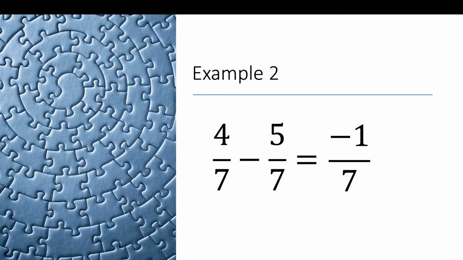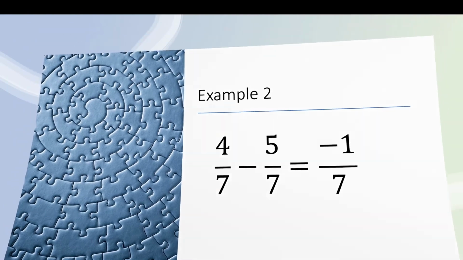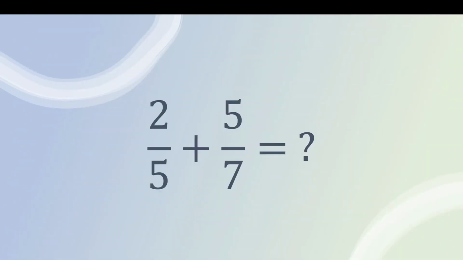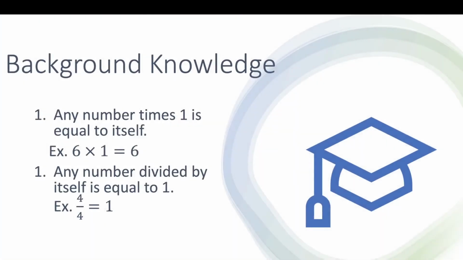So now that we know that we can add or subtract fractions when they have a common denominator, what do we do if they don't have a common denominator? For example, how would we find 2/5 plus 5/7? Well, to solve this, there are two general things we need to know. The first is that any number times 1 is equal to itself. The second is that any number divided by itself is equal to 1. For example, 4 divided by 4 is 1, and so is 3 divided by 3, and so on.